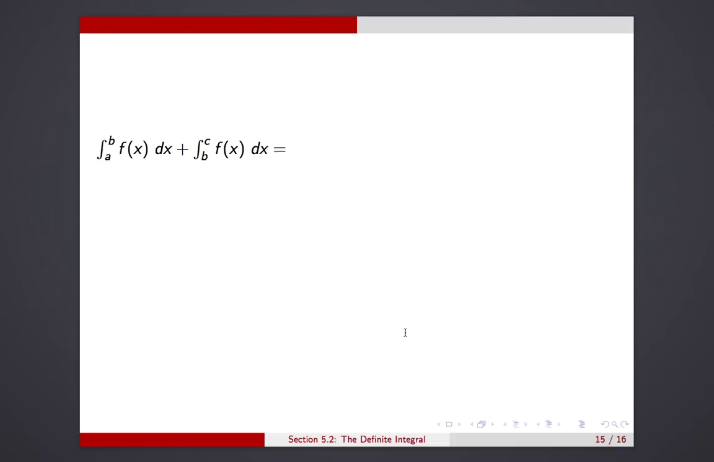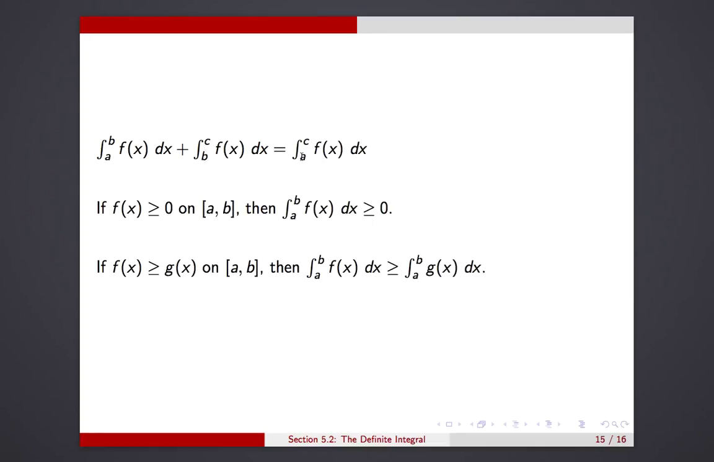Okay, let me just close with 3 more properties here. The integral from a to b plus the integral from b to c. You can probably guess what that is. This is just saying take the area from a to b and then take the area from b to c. The end result will be the area from a to c.